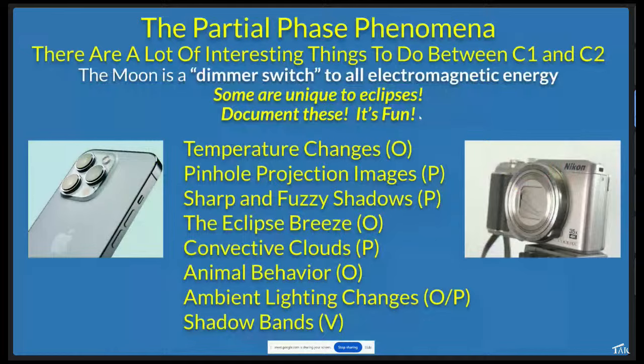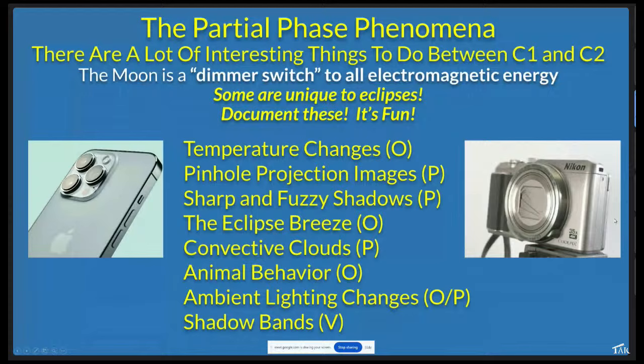One of my other specialties before I get into photography is studying the science of the partial phase phenomena. And these are fascinating because the moon is becoming a dimmer switch to all of the electromagnetic energy that's coming from the sun. And some of these phenomena are unique to eclipses. And we're photographers, and you can document some of these with photography, and it's fun to do.